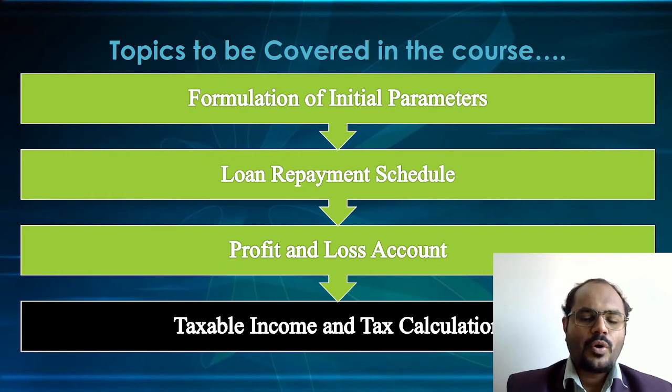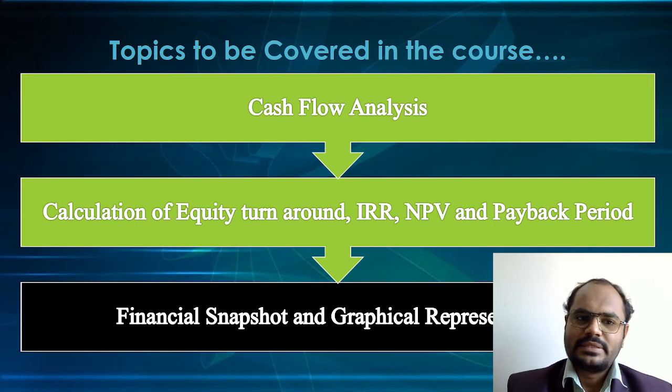We're going to talk about the profit and loss account statement due to the installation of the solar power plant. How much revenue has been generated? What are the different kinds of expenses available? Everything will make up the profit before tax and profit after tax. We're going to talk in more detail about how to calculate the taxable income and the tax calculation based on the corporate tax percentage.